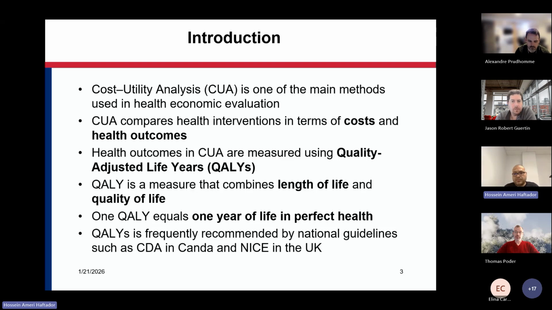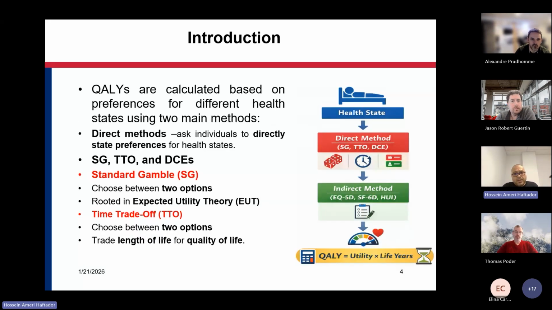Outcome considers QALY, quality adjusted life years. QALY is a measure that combines length of life and quality of life. One QALY is one year of life in perfect health. This measure is frequently used and recommended by national guidelines such as the Canada Drug Agency and NICE. So, QALY is necessary for cost utility analysis.